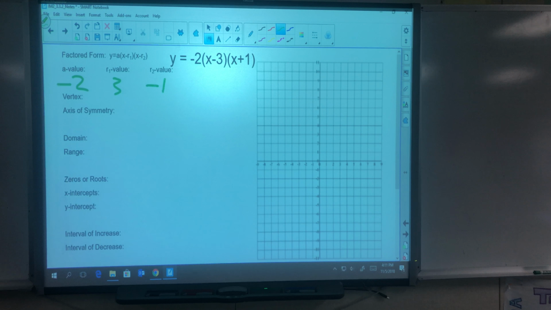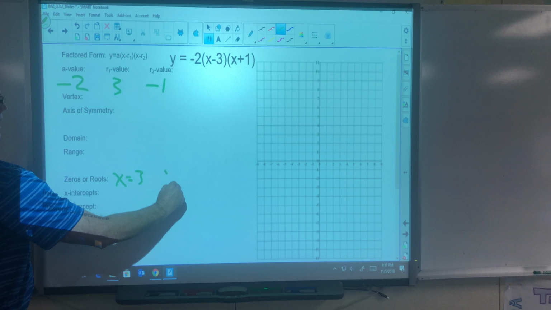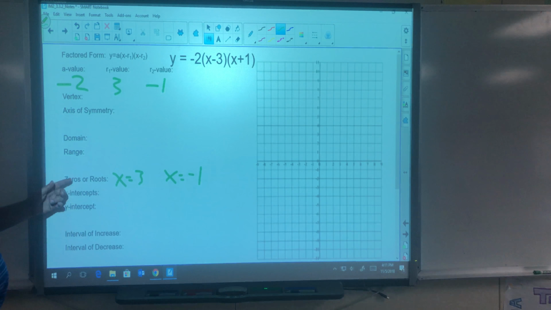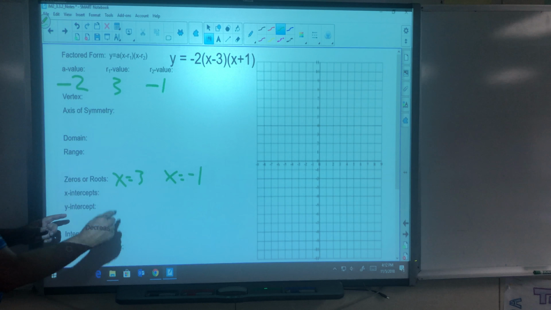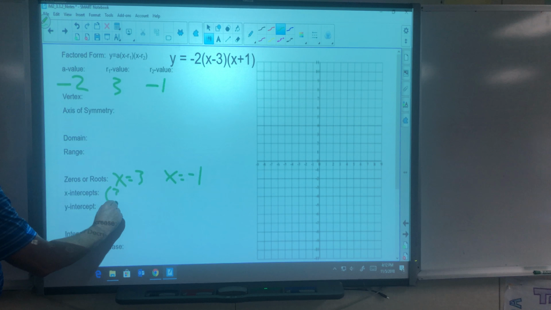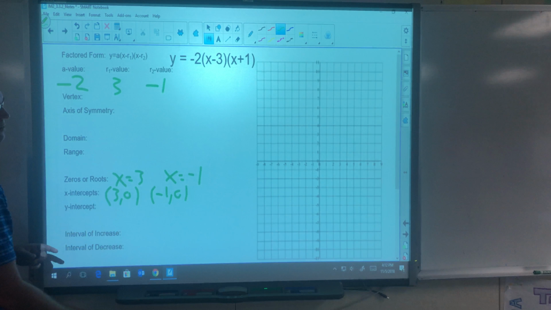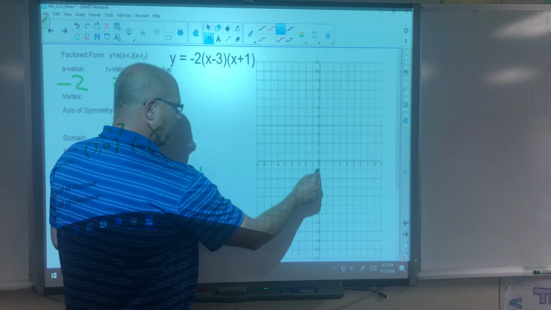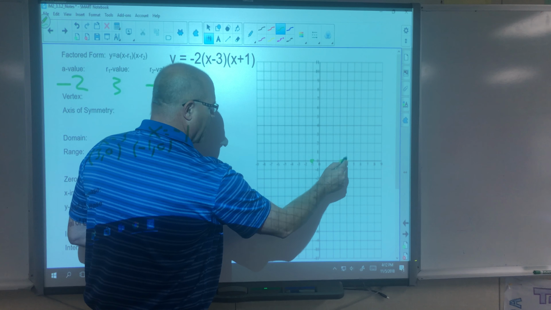All right, so from this, I can go ahead and graph. Our zeros, our roots, are going to be x equals 3 and x equals negative 1. So anytime I ask you for zeros or roots, you can write it this way. X-intercepts, I prefer that you write as an ordered pair. So it's going to be (3, 0) for the x-intercept and (negative 1, 0). So let's plot those. Negative 1, 0 is right here, and 3, 0 is right there.